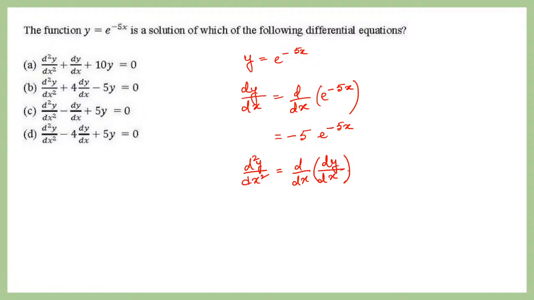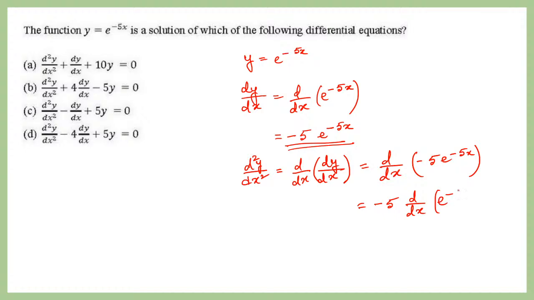So we have dy/dx, so we will write d/dx of dy/dx, that is minus 5 e to the power minus 5x, right? So minus 5 is constant, so it will come out, and we will differentiate e to the power minus 5x, right? And we know the differentiation. Or I should write it for you, d/dx of e to the power minus 5x, right?